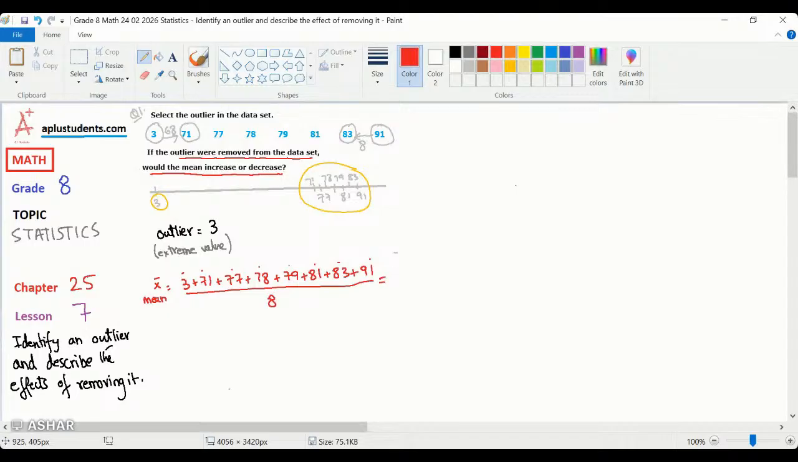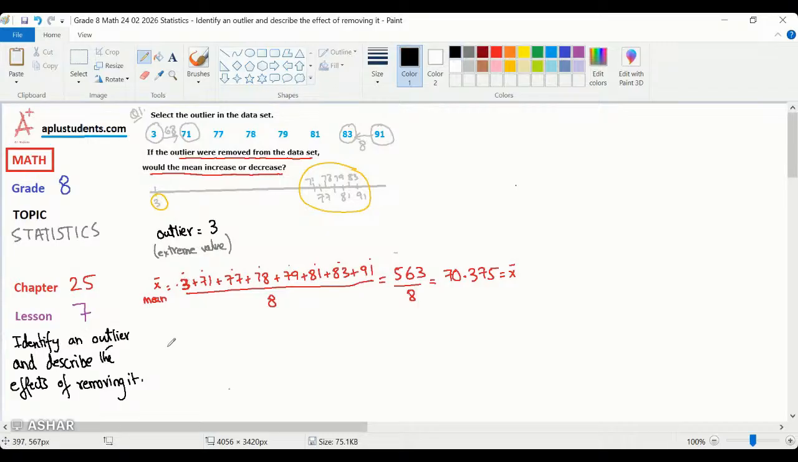Let's add these numbers together. 3 plus 71, 77, 78, 79, 81, 83, and 91. The total comes out to be 563 divided by 8. That means the mean comes out to be 70.375 when the outlier is included.